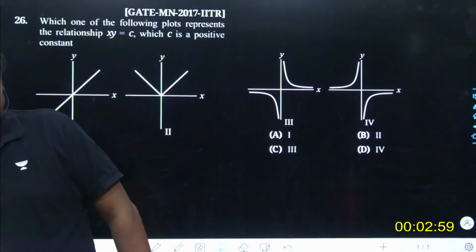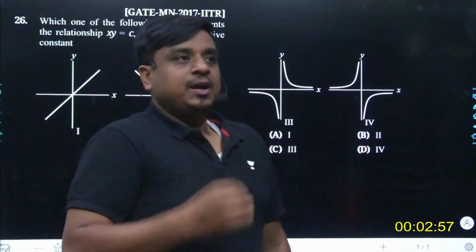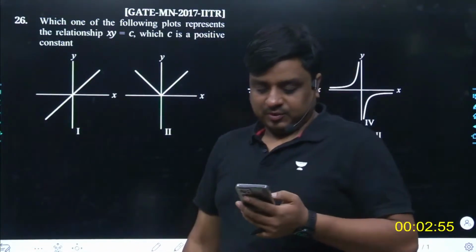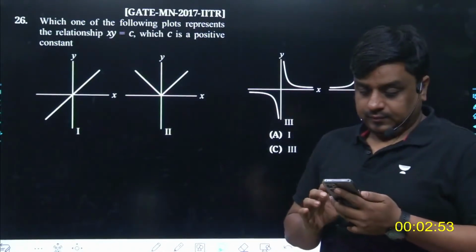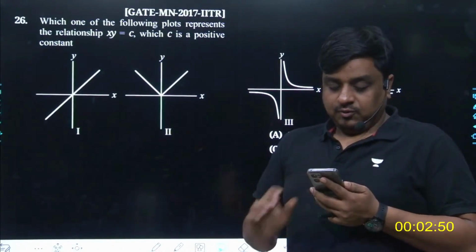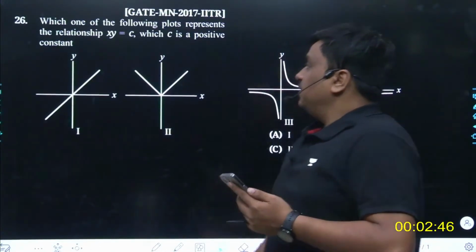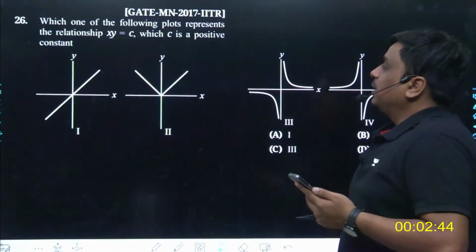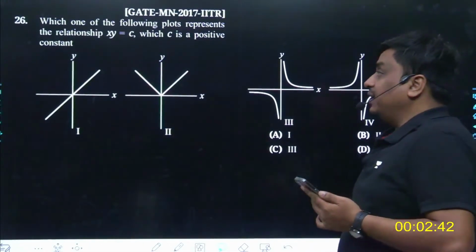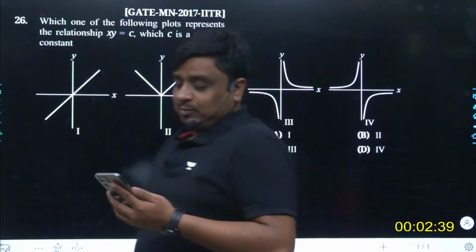Read the problem carefully and tell me what could have been the best most answer. Which one of the following plots represents the relationship between xy is equals to c, where c is a positive real quantity?